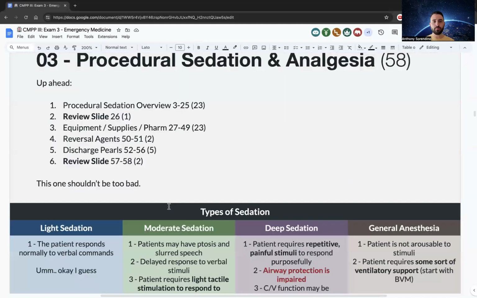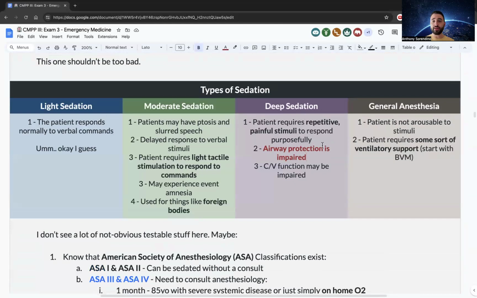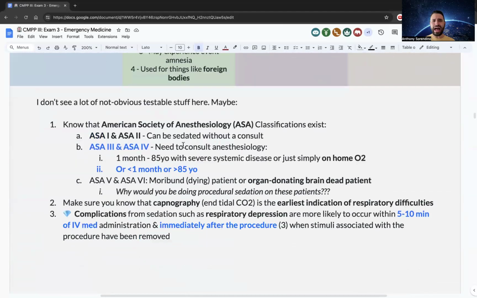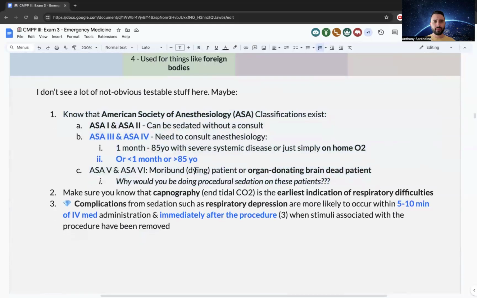All right, moving right along, procedural sedation, light and moderate. That's where we want to go for intubation. Deep, we went too far. Airway protection is impaired. The patient requires repetitive, painful stimuli to respond purposefully. That's not good. General anesthesia, obviously, we don't want that at all. Went way too far. They never mentioned this. I don't think we have to know this. The American Society of Anesthesiology. Less than 1 month, greater than 85, give them a call.